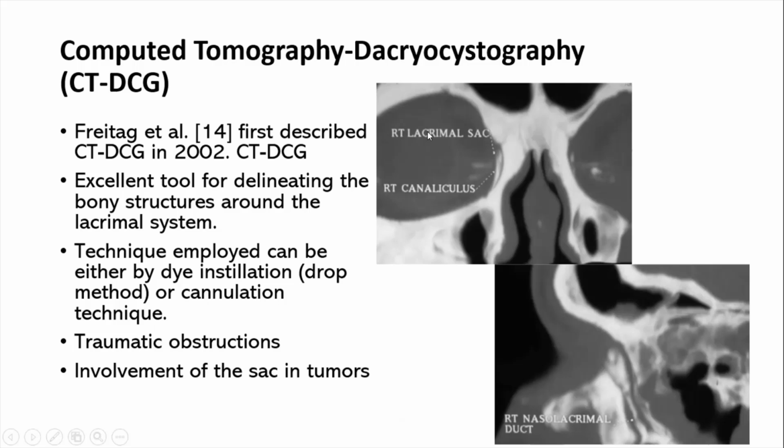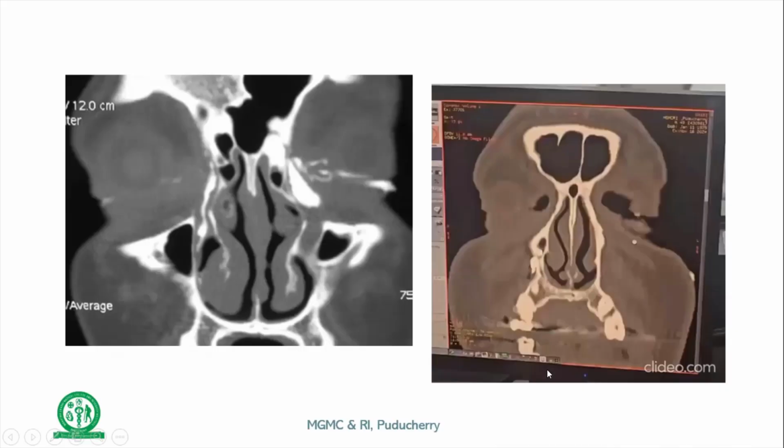Here you can see the dye highlighting the canaliculus and the sac. And in the second picture, you can see the nasolacrimal duct, which is draining into the inferior meatus. This was another CT-DCG picture where you can see the right side is patent, and on the left side there is accumulation of dye within the sac, showing the block beyond this level.